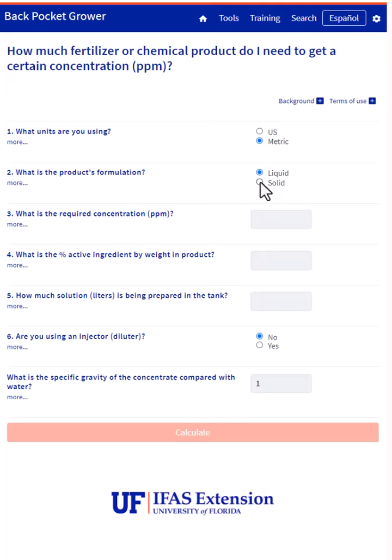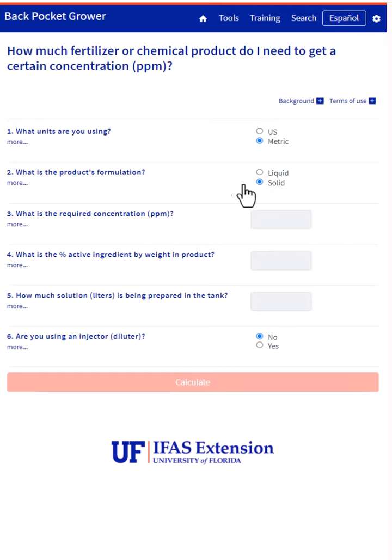And let's say that we have a solid fertilizer and we want to make a solution with 300 parts per million of nitrogen. For example, if our fertilizer is 20-10-20, the first number 20 is the percent nitrogen, so we'd put in 20%. So we want 300 parts per million of nitrogen, and this fertilizer is a solid fertilizer with 20% nitrogen.